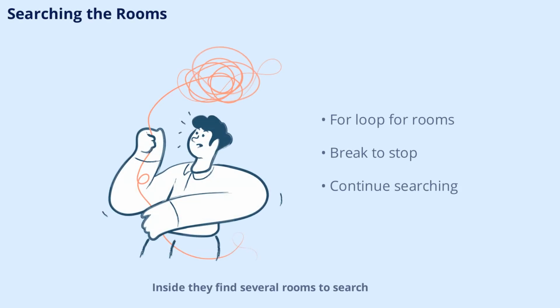Inside, they find several rooms to search. Java the robot uses a for loop to check each room one by one. For each room, he looks for the key. If he finds it, he uses break to stop searching. If not, he continues to the next room. This is a perfect example of using loops and jump statements together.